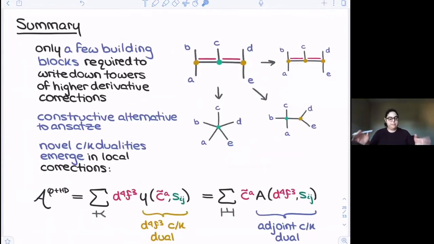Just as a quick summary, we saw that you only need a really small number of building blocks: the simple scalar at 4 points and the linear relaxed solution at 5 points to generate towers of higher derivative corrections. This composition method gave us a constructive alternative to writing down an ansatz. And finally, we saw novel color kinematics dualities emerge in our local corrections that made them a lot easier to write down. This amplitude had both adjoint color kinematics form and a manifestly local D4F3 color dual form in the same amplitude. All right, thank you.